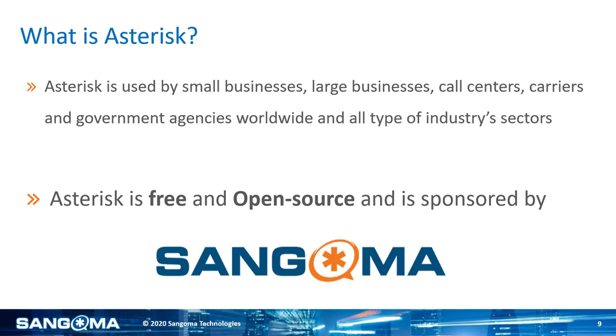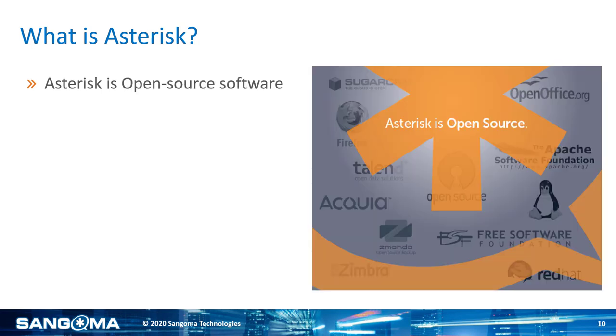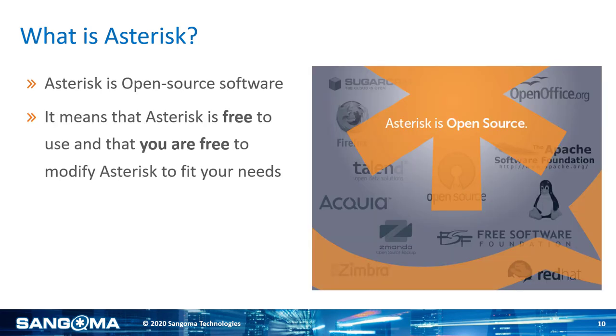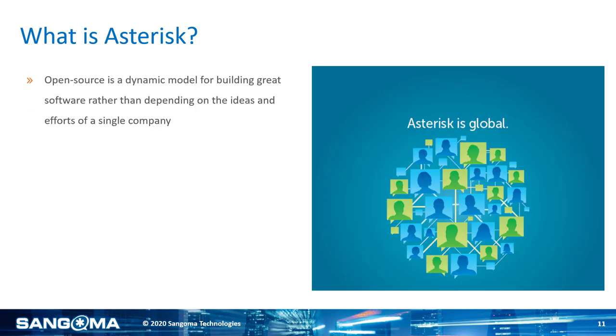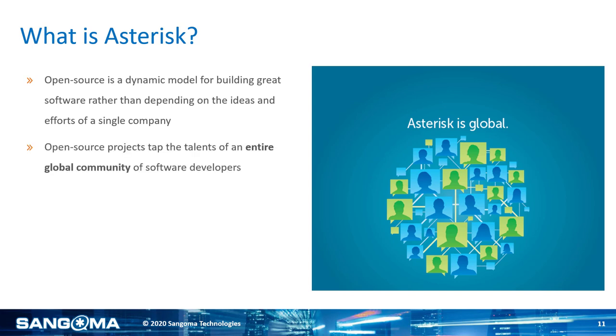Asterisk is open source software. It means that Asterisk is free to use and you are free to modify Asterisk to fit your needs. Both freedoms are guaranteed by the GPL, the license under which Asterisk is distributed. Open source is a dynamic model for building great software rather than depending on the ideas and efforts of a single company. Open source projects tap the talents of an entire global community of software developers.